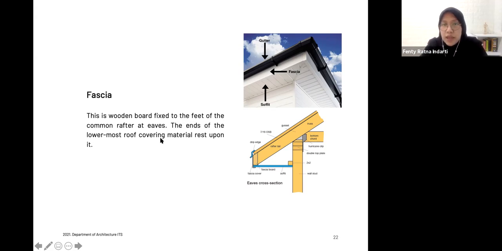The ends of the lowermost roof covering material rest upon it, so that it protects your roof structure from dirt and also from water. So this is called the fascia cover. I don't know whether you can see it from your house, but maybe if you take a look from outside and look at your roof, you can see the fascia part of your roof. So this is what it looks like, and this is how it is located.